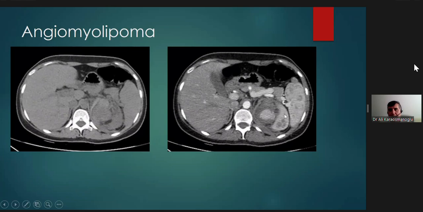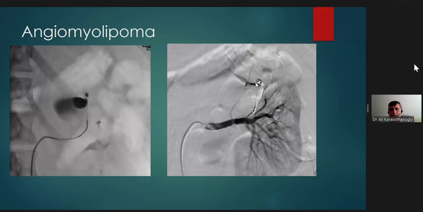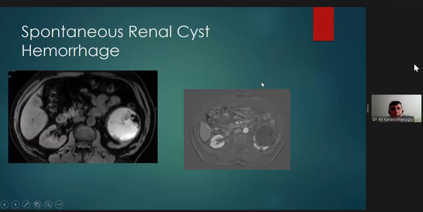So we gave contrast, and this is the enhancing liver parenchyma. There's a large pseudoaneurysm here, and as you can appreciate, there are some macroscopic fat densities. So this is very suggestive of a bleeding angiomyolipoma, right? So we did an angiography, and we embolized the source, and the patient was treated. This is the enhancing pseudoaneurysm, and this is the post-embolization finding. There's no contrast filling. Renal cysts can also bleed, just like liver cysts.